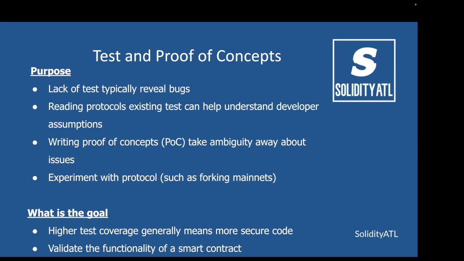The next tactic for code comprehension that we're going to talk about, I think, is one of the most important. And this is something that can help you advance from a beginner security researcher to intermediate level. And that's tests and proof of concepts. From the protocol's perspective, generally protocols will write unit tests and integration tests to validate the function of their smart contract. And so reading their existing tests can help you understand the protocol better and understand the intended uses of the protocol.